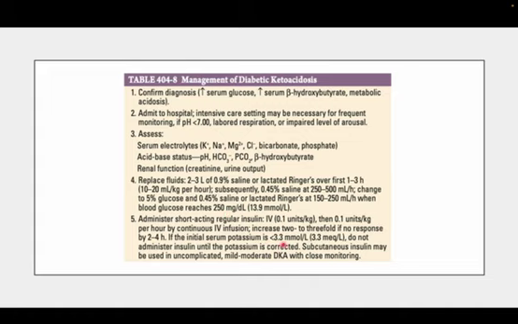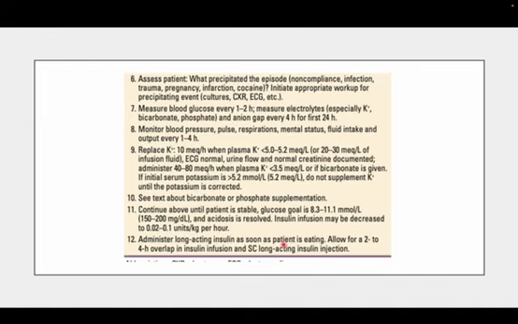And if serum potassium is less than 3, first you should correct the potassium, then you should add the insulin therapy. This is one point. And assess the patient. If there is infection or anything, you should always treat that. Measure glucose every 1 to 2 hours, electrolytes and ABG every 4 hours, and blood pressure and respiratory pattern should be measured every 1 to 2 hours.